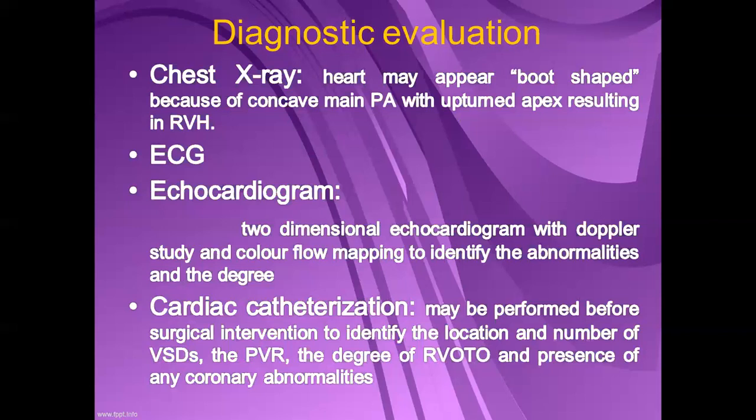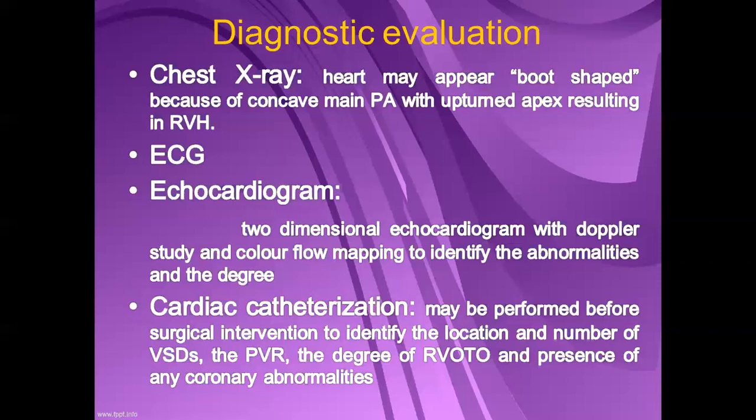In the chest X-ray, you can see that the heart has a boot shape, particularly due to the right ventricular hypertrophy. Due to the right ventricular hypertrophy, the right side gets enlarged, which gives the resemblance of a boot shape in the X-ray. Next, the ECG always shows variations in the rhythm as well as the ventricular functioning.